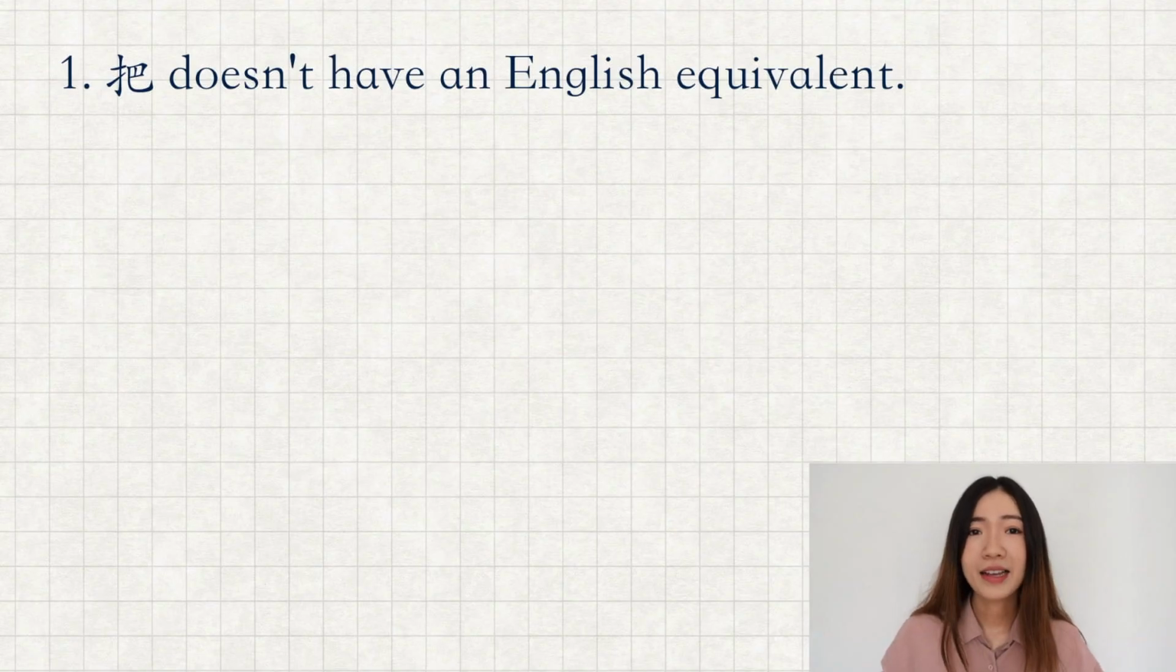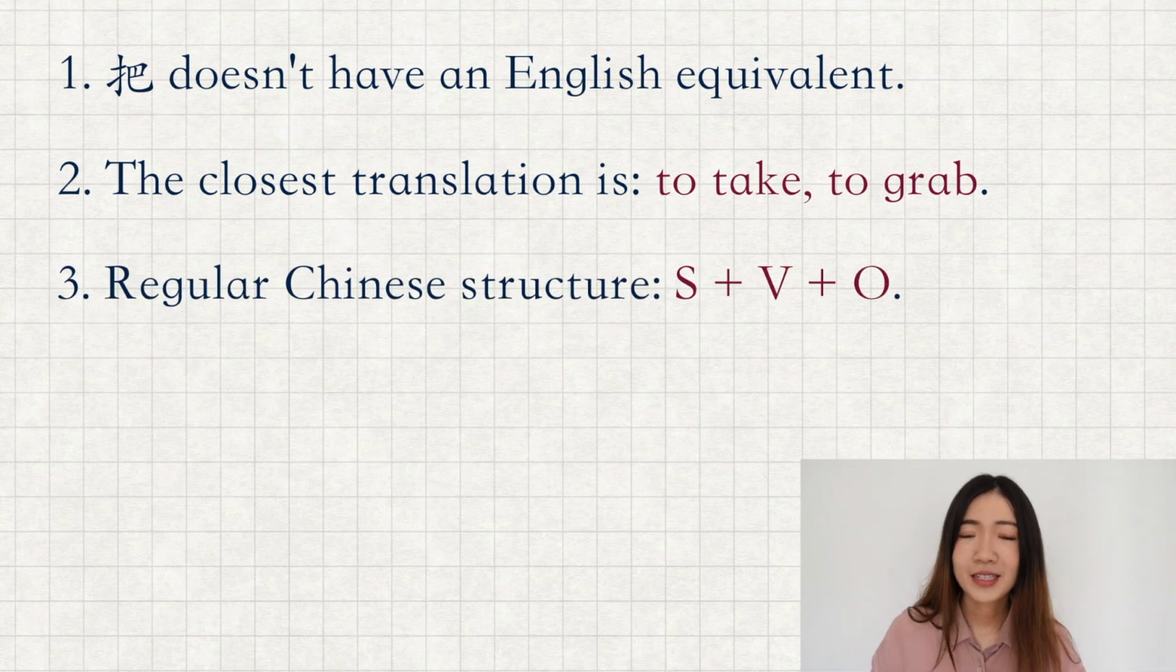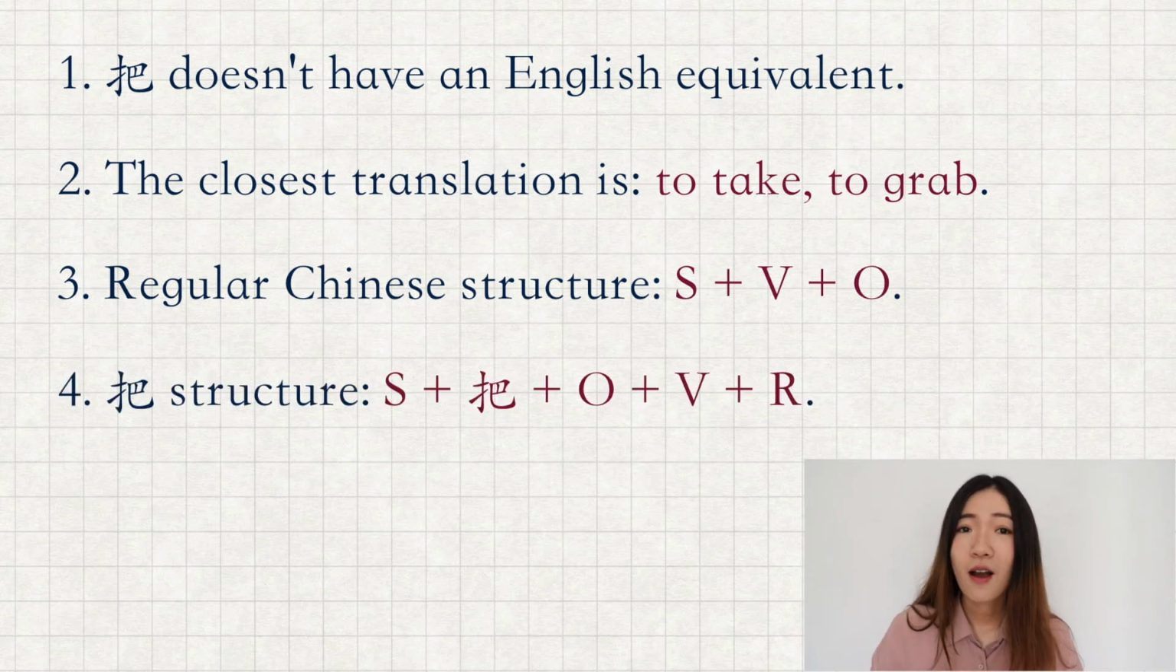Firstly, let's make some points clear. 1. 把 doesn't have an English equivalent. 2. The closest translation of 把 is to take or to grab, but they're actually not the same thing. 3. You may know that the regular Chinese sentence structure is subject, verb, and object. 4. You can find it in all kinds of textbooks or teaching materials that the 把 structure is subject plus 把 plus object plus verb and its result.